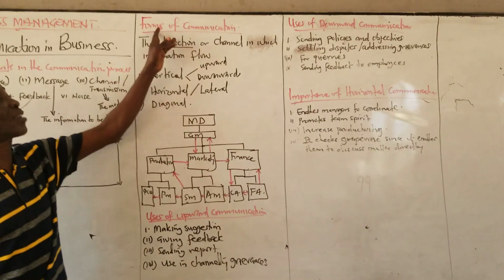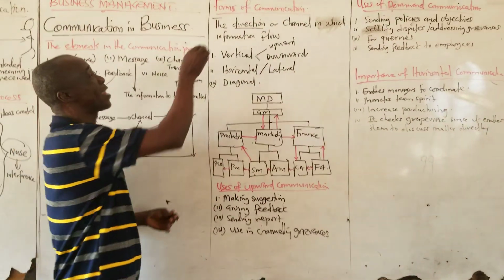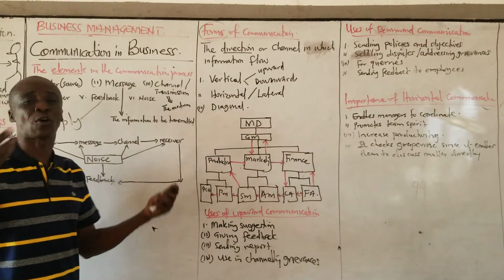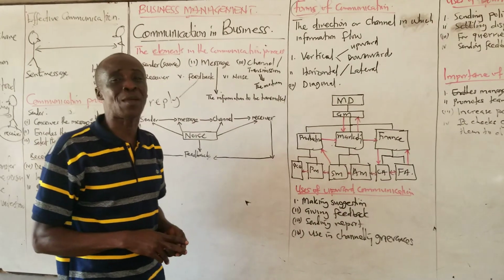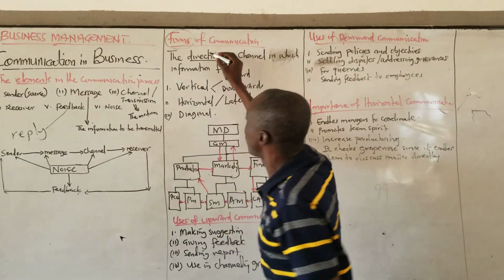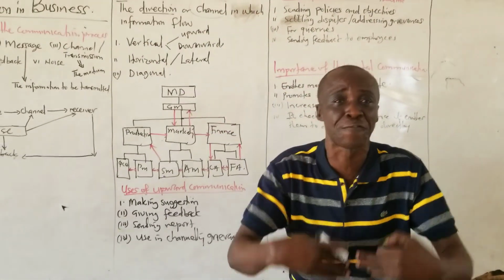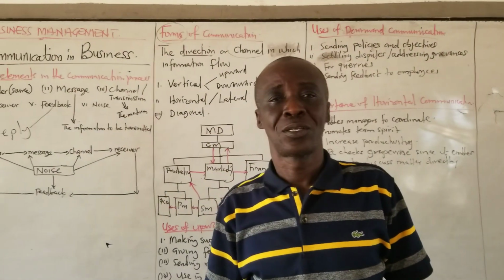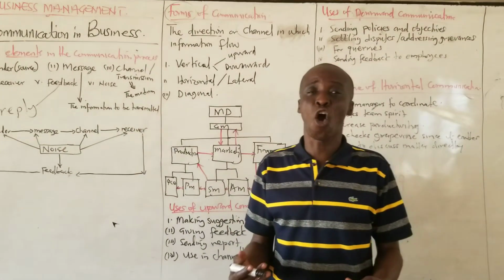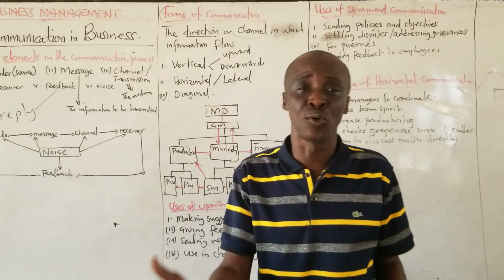Now, we are looking at forms of communication. The key word here is forms of communication. When you say forms of communication, what are we talking about? We are talking about the direction or the channel. So these are the key words here. We are looking at the direction, the channel in which the information flows. So when you say the forms of communication, we mean the various channels or the direction in which the information flows.